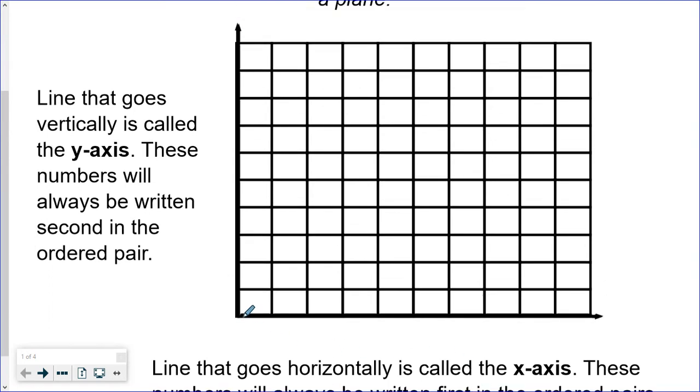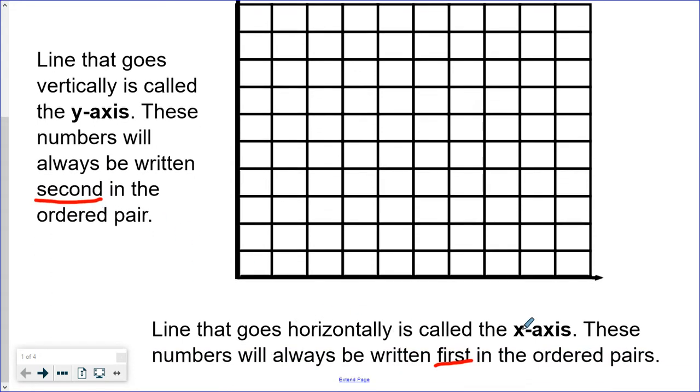But I wanted to introduce you to the idea that this horizontal line down here is the x-axis. You'll also notice that there's one going vertically, and over here it tells us that the vertical line is called the y-axis. When we write these numbers, the y-axis numbers are written second in our ordered pair. So the x-axis ones are written first, and the y-axis are written second.